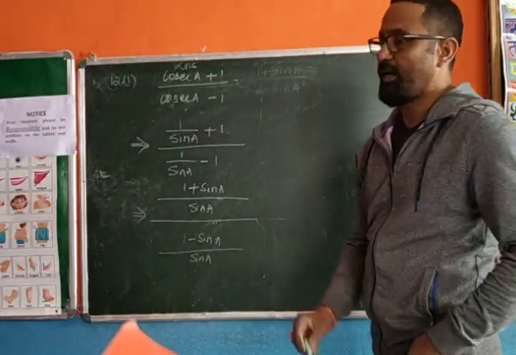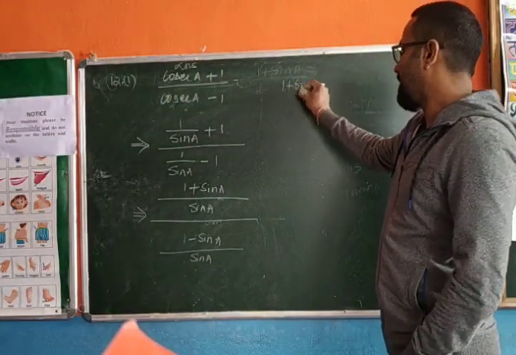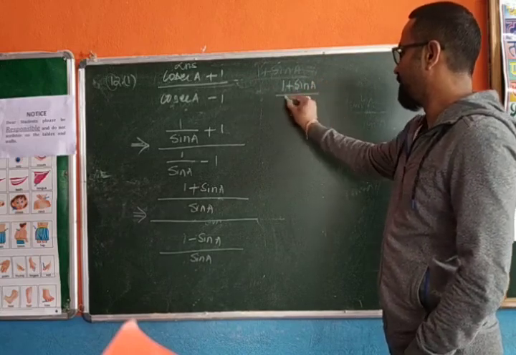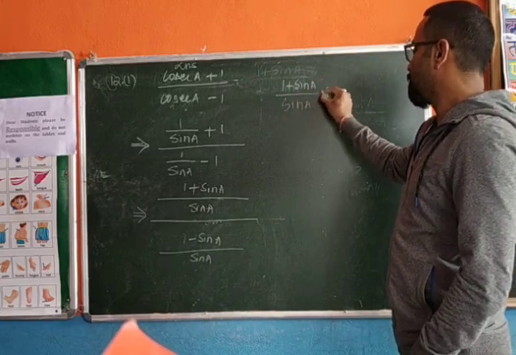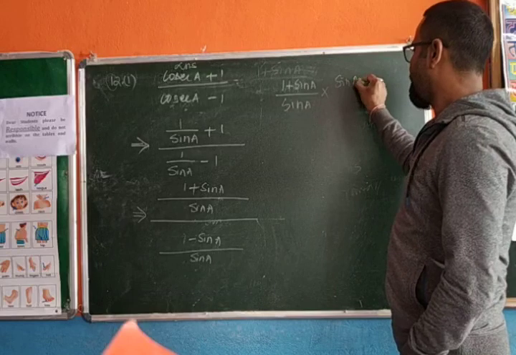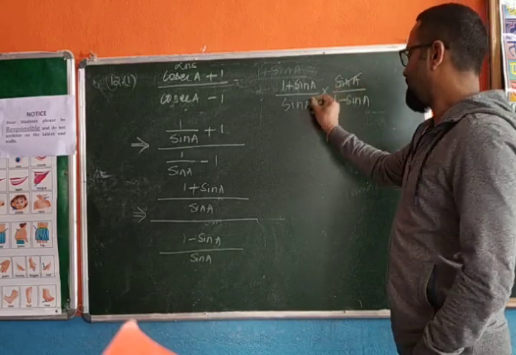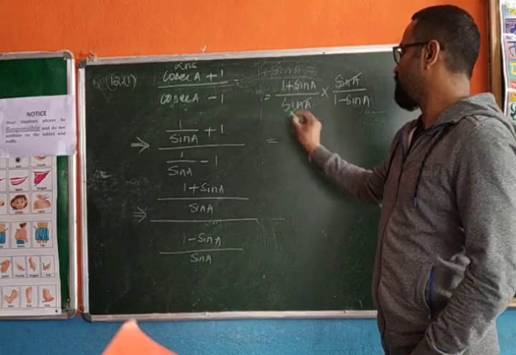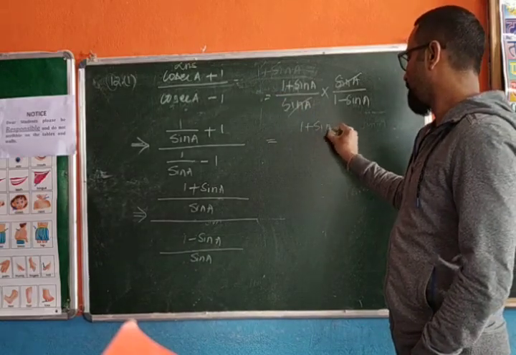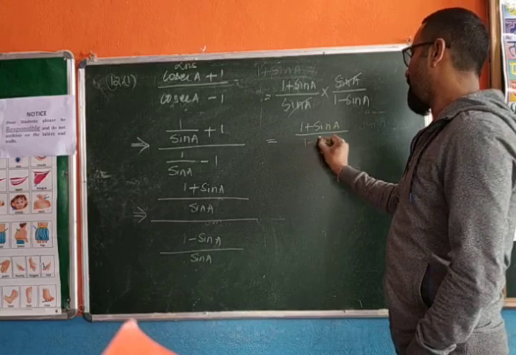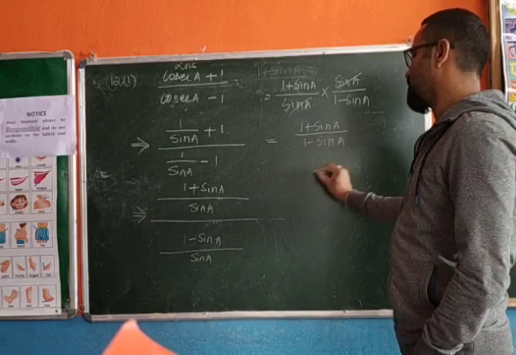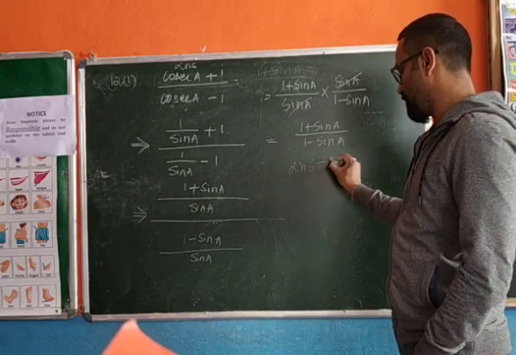The denominator is sin A, you can cancel directly or you can reciprocate it. So I am reciprocating it. 1 plus sin A divided by sin A into sin A divided by 1 minus sin A. Sin A cancels, which is equal to 1 plus sin A divided by 1 minus sin A. Left hand side is equal to right hand side, proved.